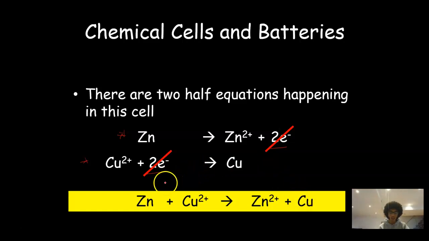So effectively what you've got is simply two electrons moving from my zinc all the way to my copper. And the zinc is getting oxidized because it loses those electrons, and my copper ion is going to get reduced because it's gaining those electrons. So this is a really good example of what we call a redox reaction. Remember, a redox reaction is one where you have reduction and oxidation happening at the same time.